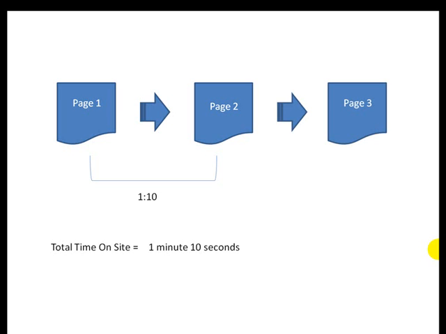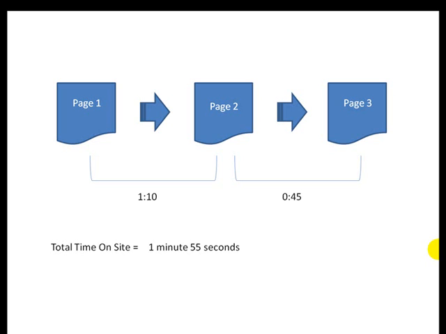So we're going to go ahead and take a click. We're going to go to page 3. At this point, now we can measure that amount of time, and we can identify that it was, in this example, 45 seconds. So that 45 seconds gets added to our 1 minute 10 seconds for a total time on site of 1 minute 55 seconds at this point. So now we've actually been able to measure the total time on site.